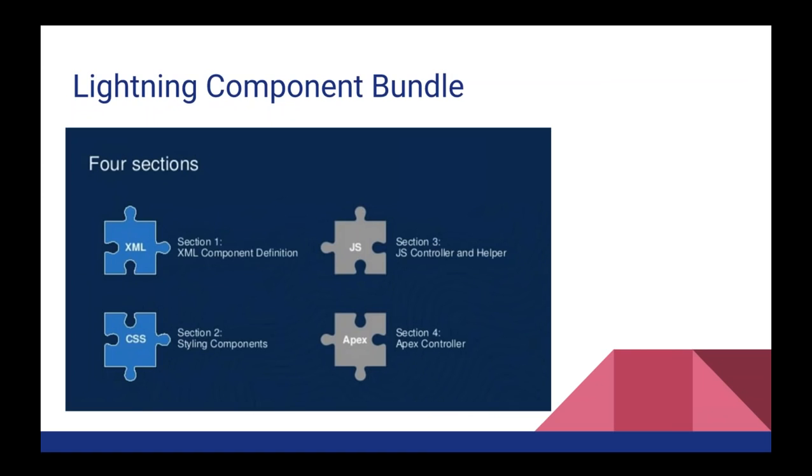Let's go inside a bundle now. So what is a component? What does it have? Basically, if you look at a Lightning component end to end of the stack, it will comprise 4 sections. Basically, you have the XML definition, the XML component definition, which is the bundle definition or your meta file, for you to deploy from one org to another. That's the XML definition of it.